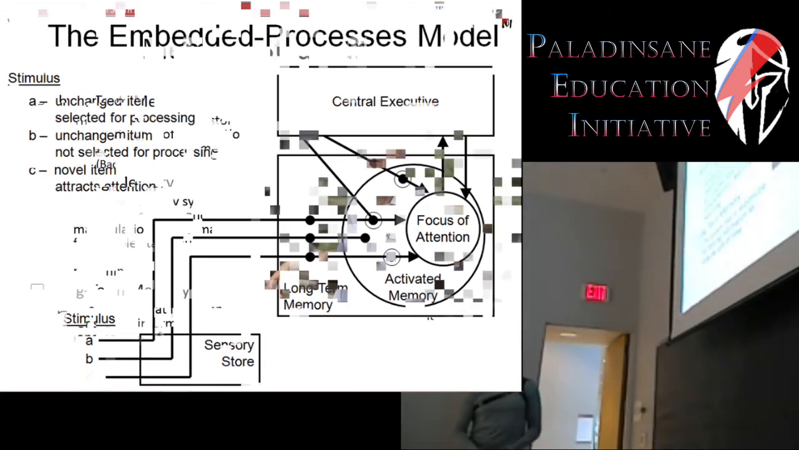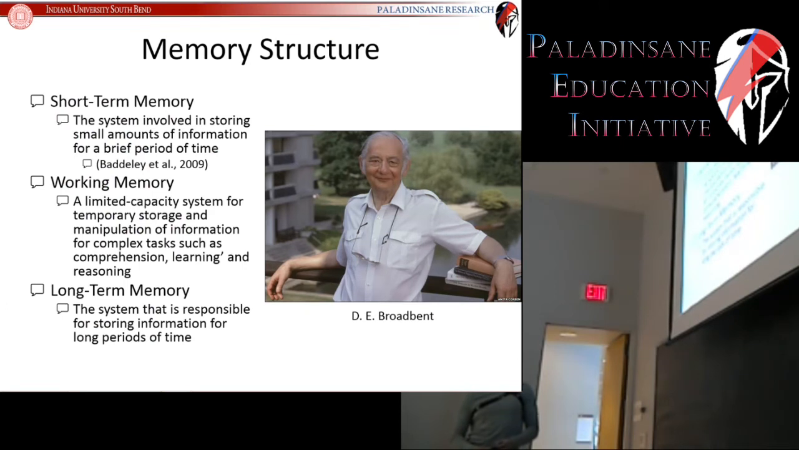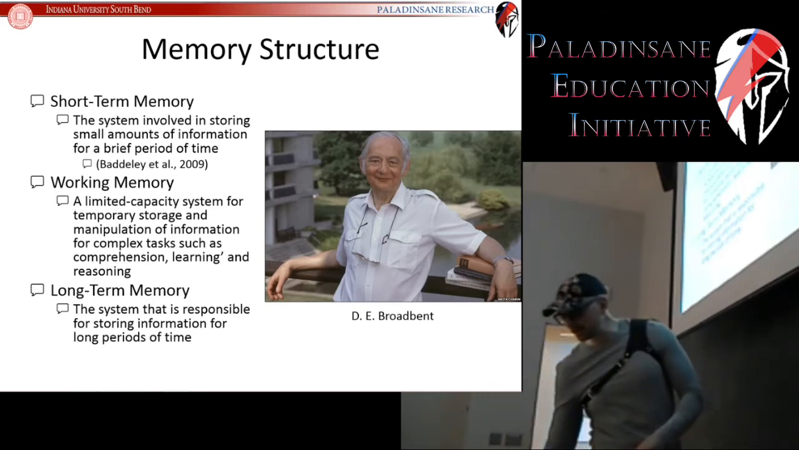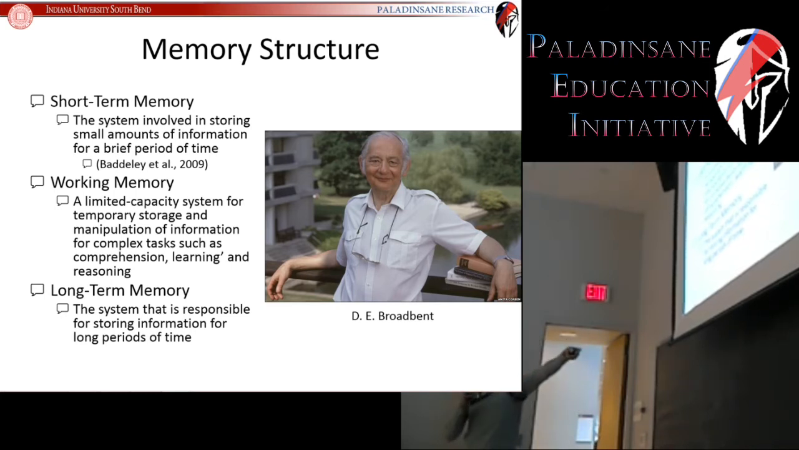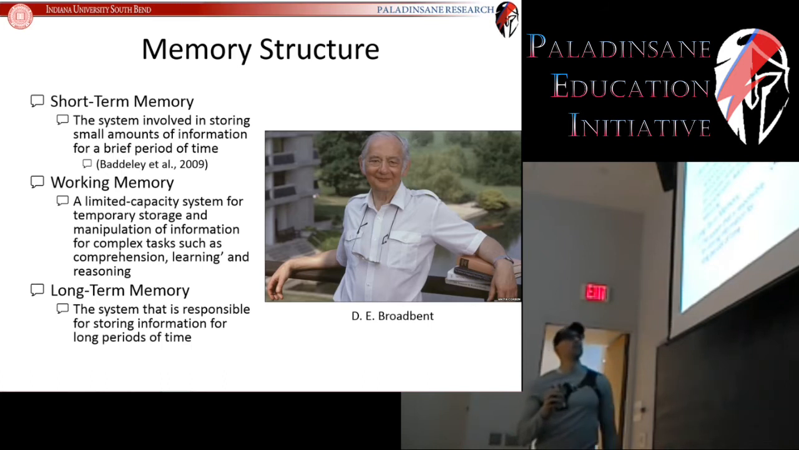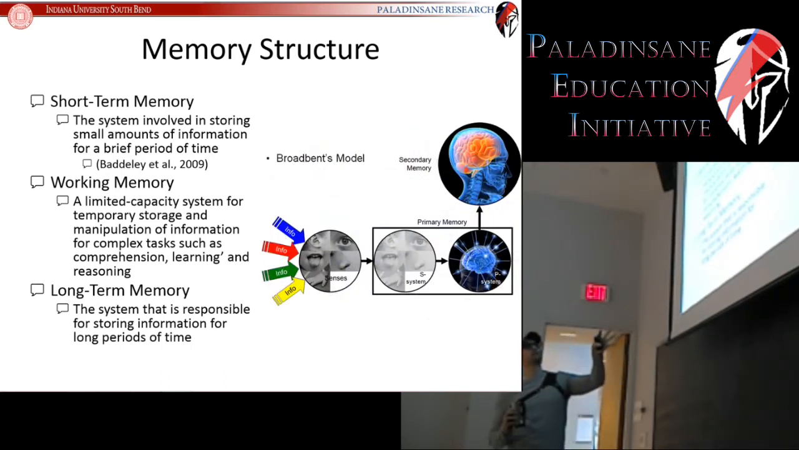And then we have Broadbent's modal model of memory. I chose this picture because he has more swag than any other psychologist I've seen in a long time. But he really doesn't look like he cares, right? He's just like, all right. But anyways, this was his model, his modal model of memory.